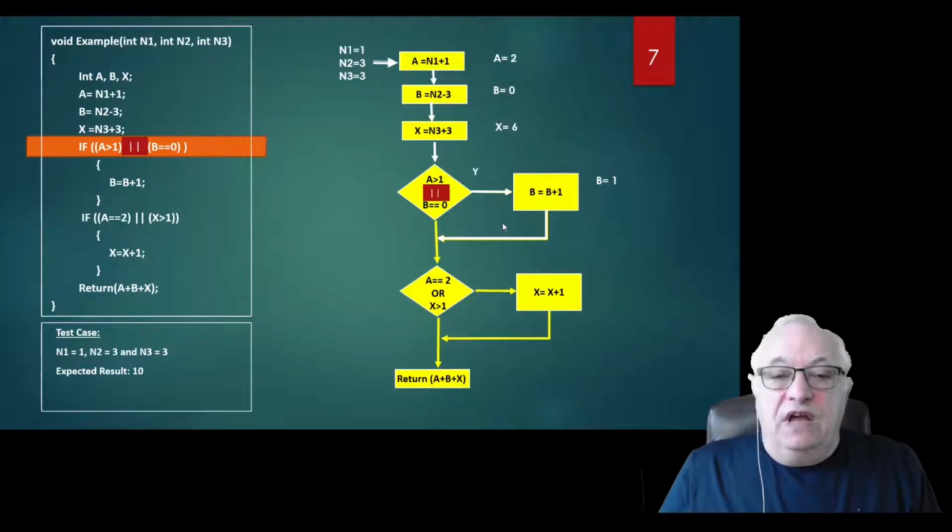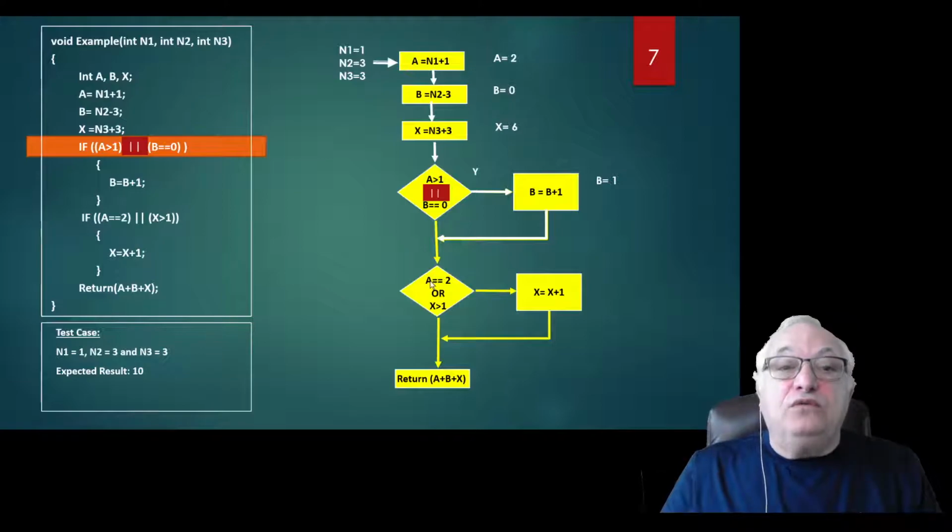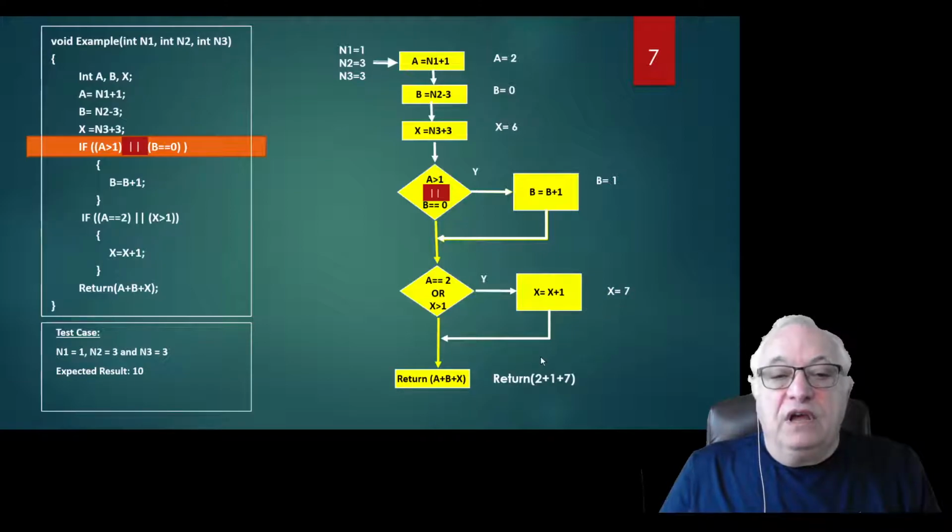We keep going down, and then we get to the second decision, which says, is a equal to 2? Well, the answer is yes. So then we exercise x equal to x plus 1, which gives us a 7. Then we go down, and our return value is going to be a, which is 2, plus b, which is 1, plus 7, and we get a go.